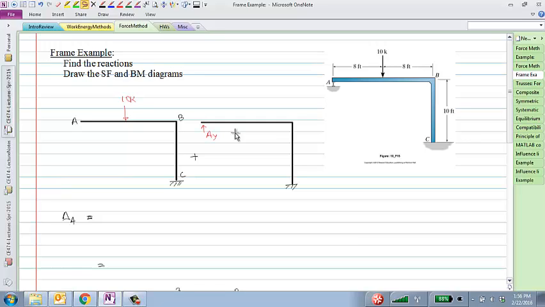Yeah, there won't be a table directly for this problem, so we'd have to use one of the methods that you've learned.